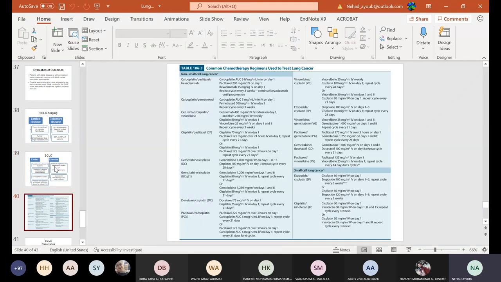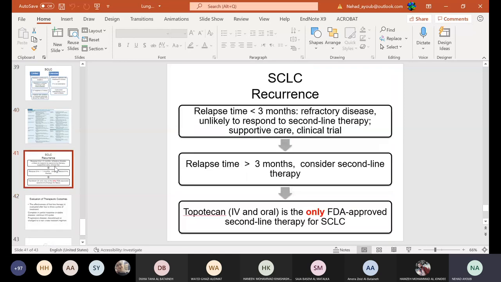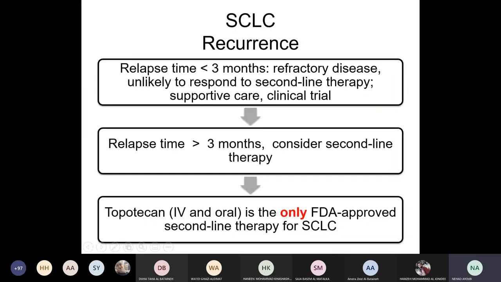Small cell lung cancer, as a percentage of lung cancers, is not big. Maybe 10-15% of patients with lung cancer have small cell lung cancer, fortunately, because this is really aggressive. But for these patients, relapse and recurrence are common. So how should we manage a recurrent or relapsed case?